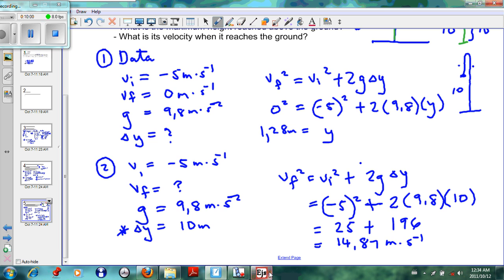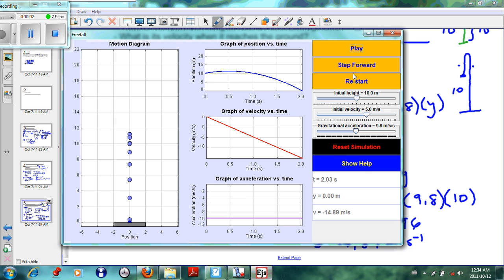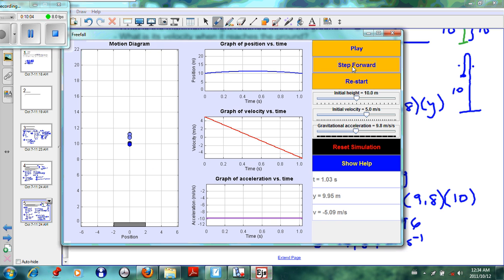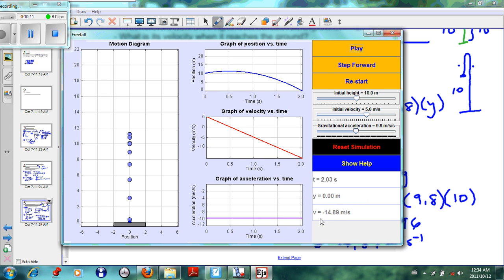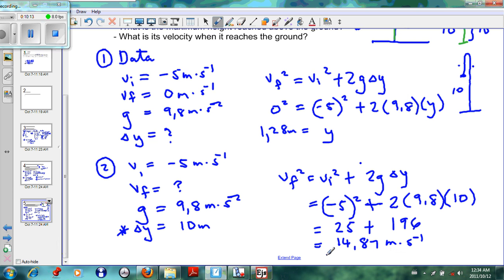To get a 1,28, I'll try one more time. Okay, I didn't get it, but basically we can see that we are on the right track, where the final velocity is 14,89 meters per second, and we got 14,87 meters per second.